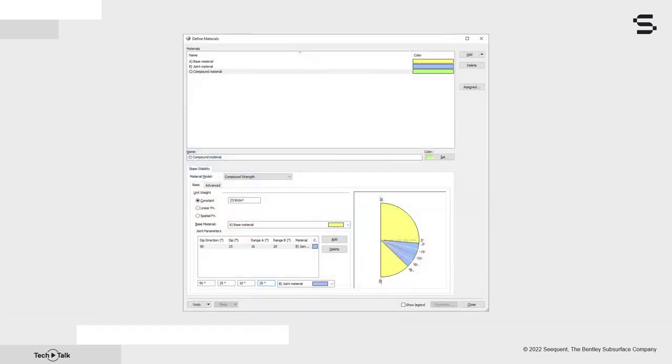When defining the compound strength material model in SLOPE/W, the dip direction and dip of a joint set or weak layer are required. As its name implies, this material model is in fact an aggregation of other materials stitched together into a single material. In this figure, the green compound strength material is being defined below. The yellow base material represents the intact rock or soil, which is the matrix unaffected by the joint sets or weak layers. Finally, the blue joint material exists within the base material over a certain range that needs to be specified.